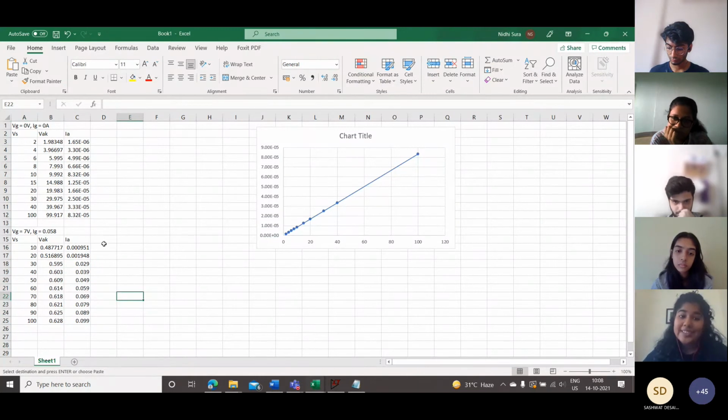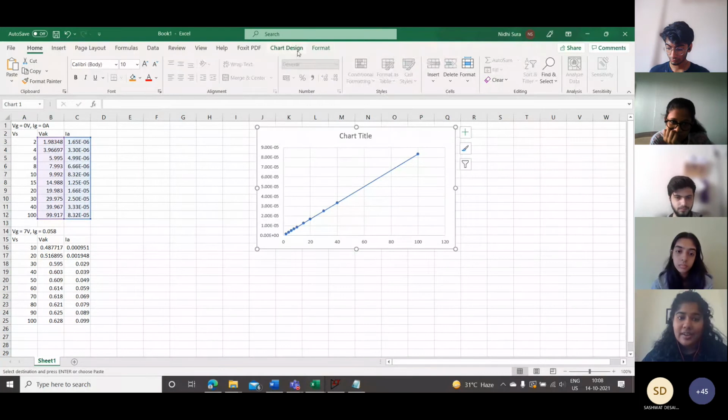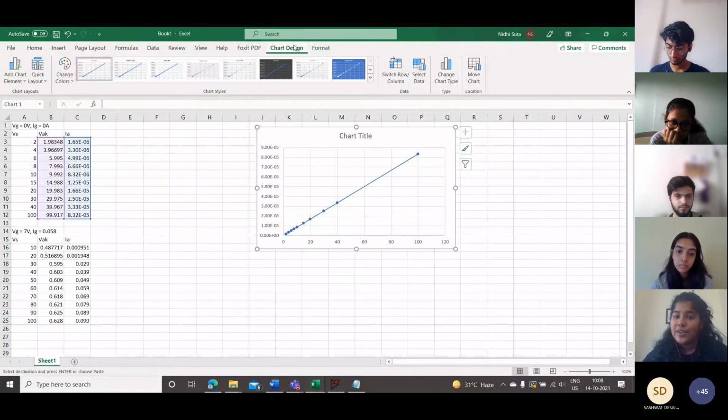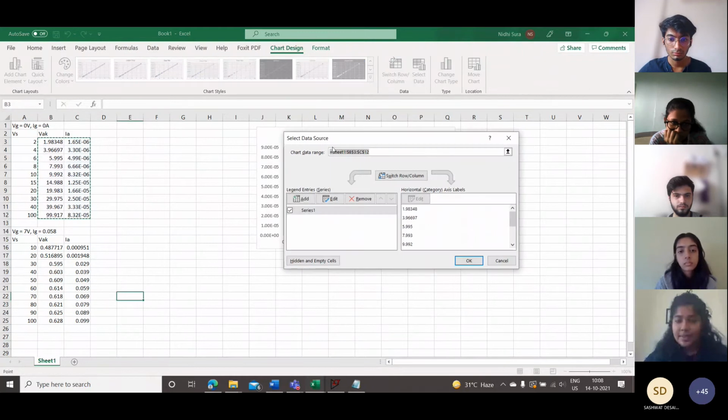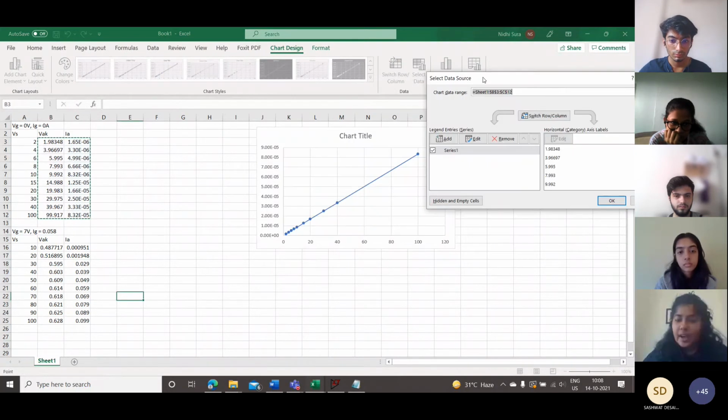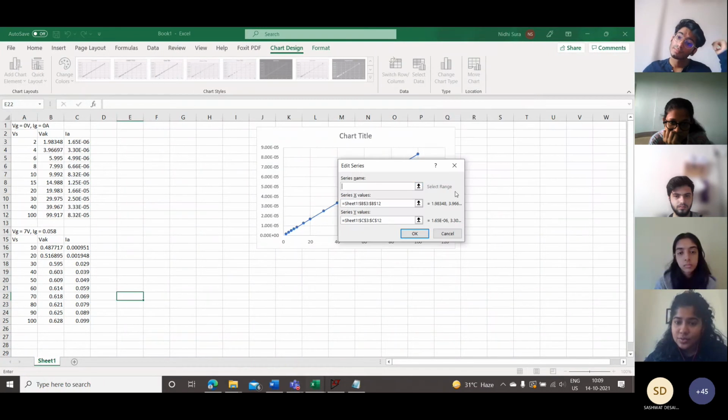Now we're going to add this to our chart. I don't know if you guys know how to use Excel for charts, but I'm just going to show you either way. So you click on your chart, you click on chart design, and you're going to click on select data. As you can see, our series 1 is here. I'm going to rename that, we're going to call it VG equals 0 volts.